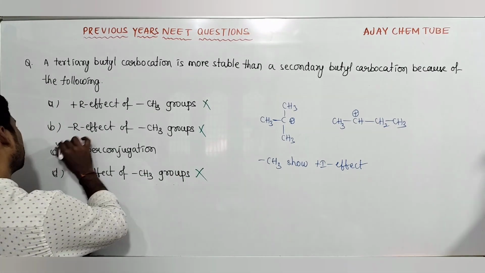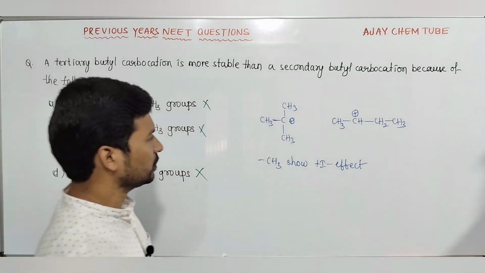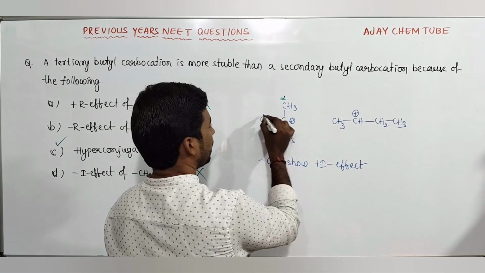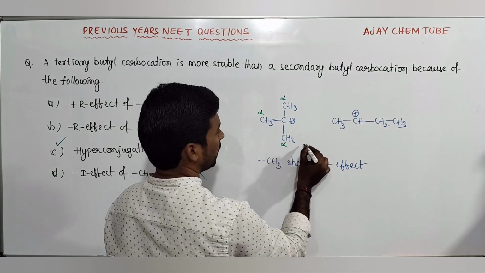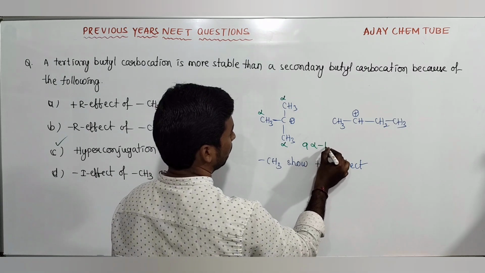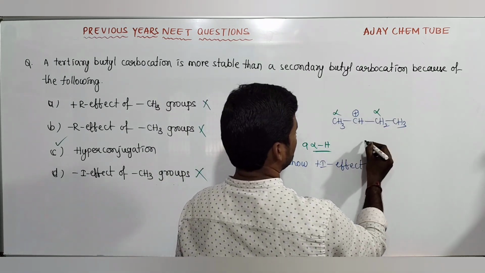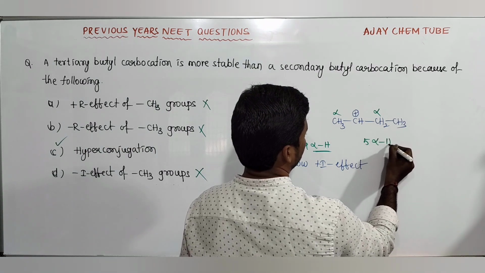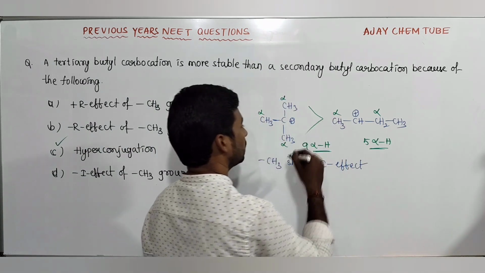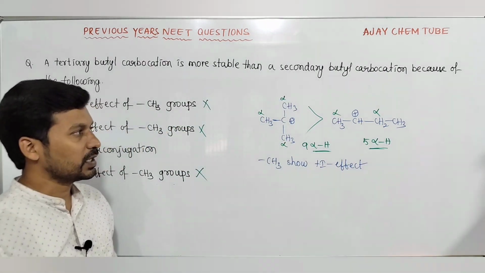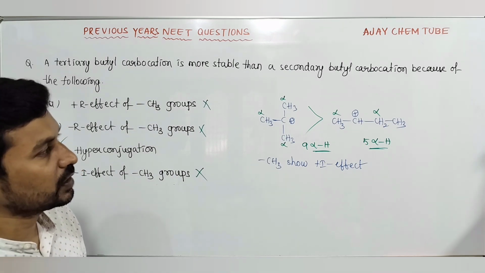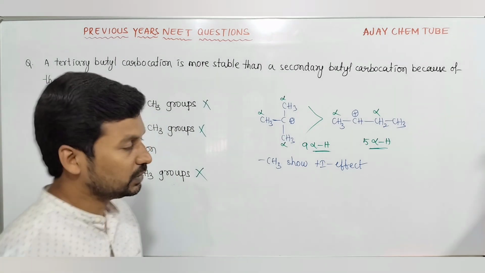So which statement is correct? Hyperconjugation. Of course, these 3 are alpha hydrogens. How many alpha hydrogens? 9 alpha hydrogens, so more hyperconjugation. Here, how many alpha hydrogens? 3 plus 2, 5 alpha hydrogens, so less hyperconjugation. In that sense, the tertiary carbocation is more stable than the secondary carbocation. Okay, take this one.